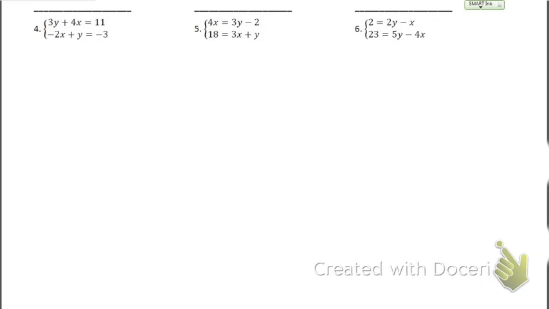Okay, a question like number 4. 3y plus 4x equals 11. Uh-oh. There are no variables that are already solved for. So let's look at number 4. Look at both equations. Talk with your neighbor, come up with a plan. Is there a variable that seems like it's really easy to solve for pretty quickly? In either equation, it does not matter which. Is there a variable that seems like it might be easy to solve for?